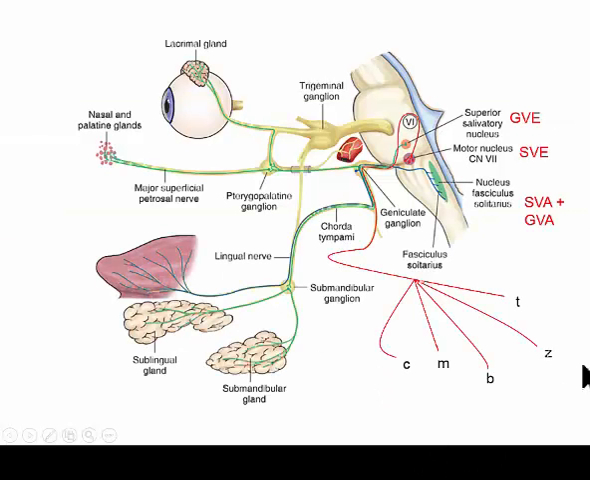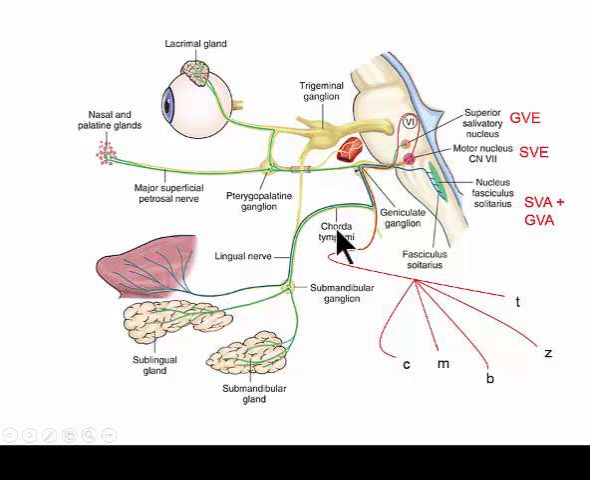There is the hideous drawing here. We got 5 in here. Why? Because there's some hitching a ride here. Fibers from 7 use fibers from 5 to get to the lacrimal gland. Fibers from 7 use the chorda tympani from 5 to get to glands and also to do taste.